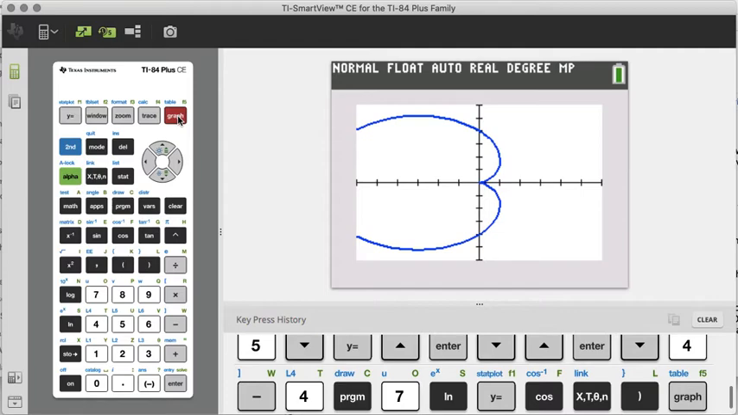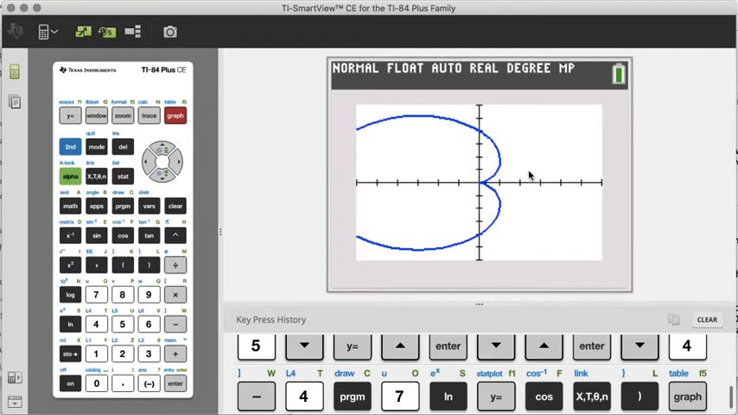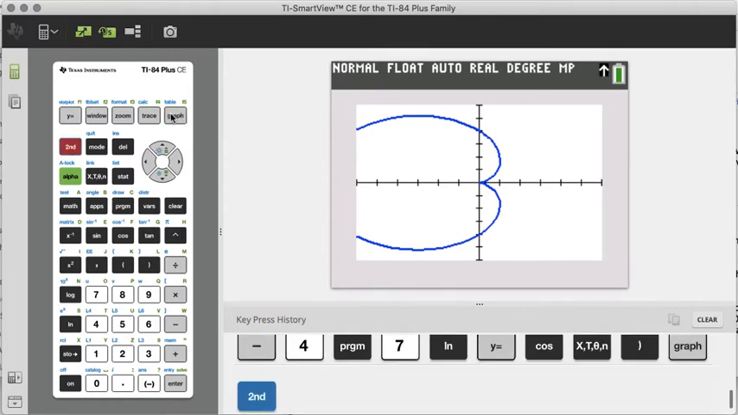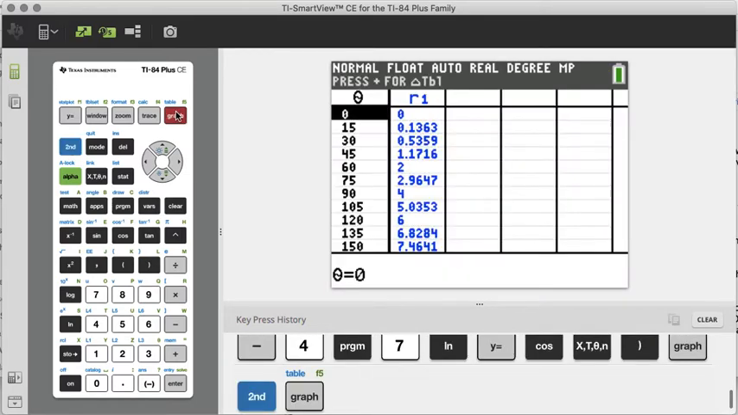I obviously should have made this a little bit bigger as far as -6 to +6, but that's okay. It doesn't matter. You just want to use the actual graph screen for a general idea of what it looks like. What you're going to do is second graph and go to your table, and you are going to grab as many points as it takes to actually make the shape.